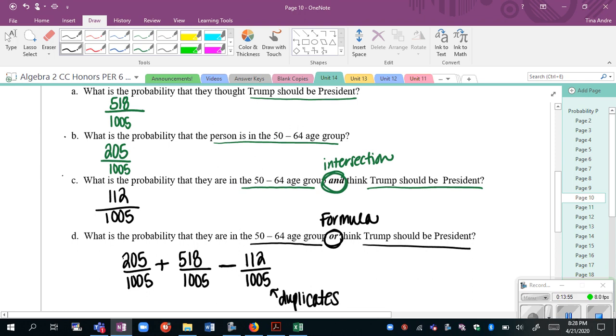So again, remember this is the duplicates that we're subtracting off. Now notice I didn't write out the formula for these. You don't have to write out the formula. I know normally we say write out the formula, show your substitution, but for this you can kind of just think through it. If you prefer to memorize the formula and plug in, then write the formula and plug in. But if you're just thinking through it, then this is totally fine. This is enough work. So when I do the math here, 205 plus 518 minus the 112, I get 611 over the 1005.